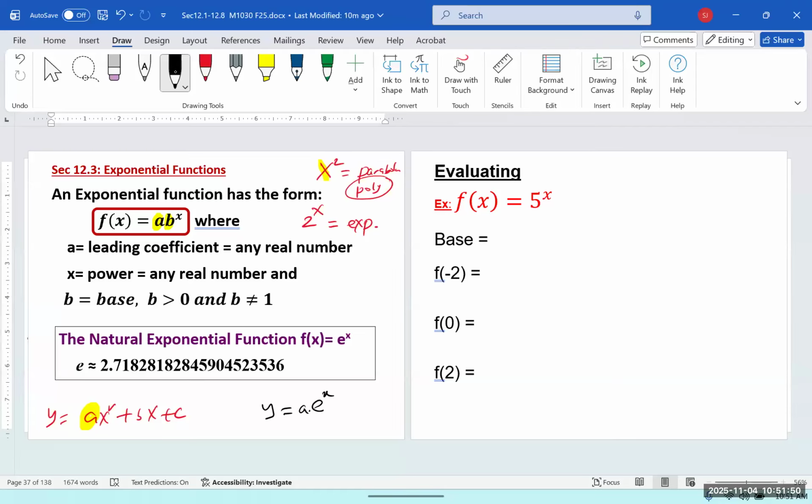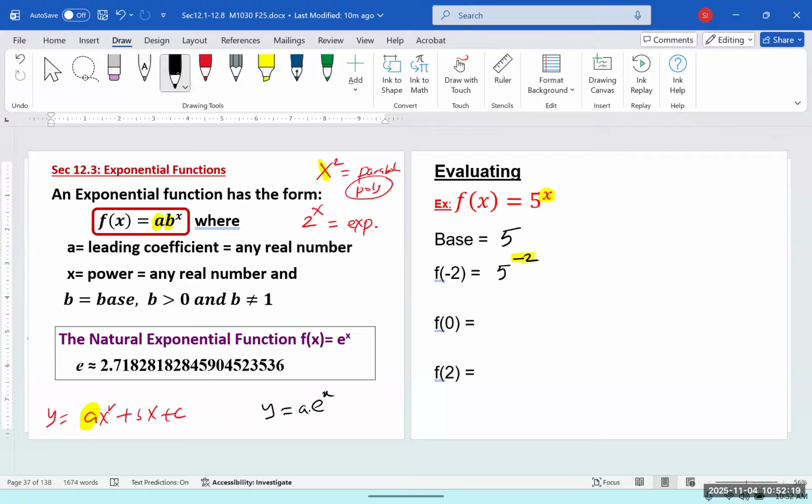Okay? So the first one says we have a function f of x equals 5 to the x. So our base, what is our base here in this case? 5. And now they're saying, hey, find f of negative 2. It's easy. One is pretty hard. Good job. So we have 5 to the power negative 2, because this x is negative 2.